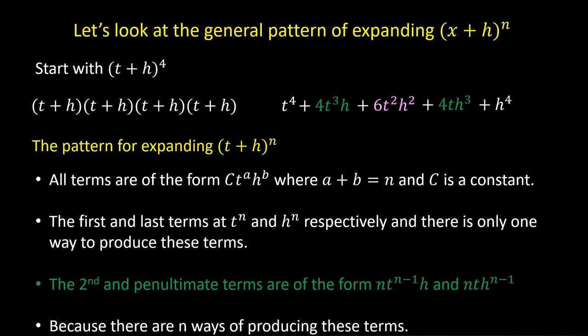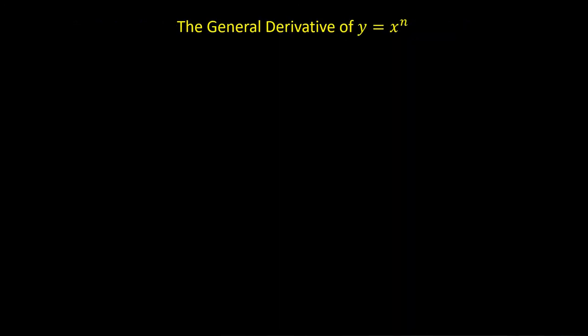The middle term is of the form t squared h squared, and we found in this example there were 6 ways of multiplying the terms in the brackets to form this term. Thus, the constant for this term was 6. However, when we come to do the general expansion, it will suffice to just leave these constants unevaluated, as we shall see shortly. Now we have this pattern, we are ready to develop the general derivative of x to the n power. So we begin with the expression on the screen.